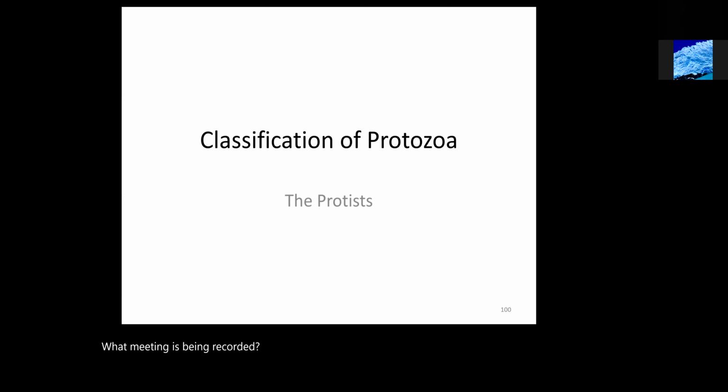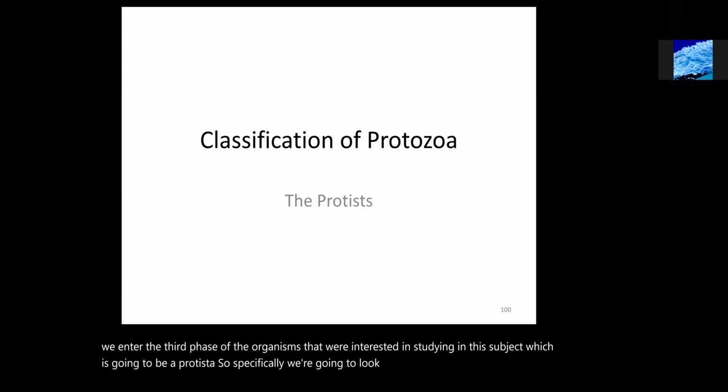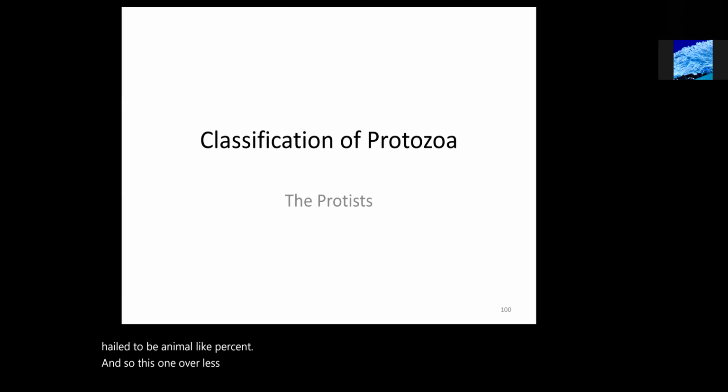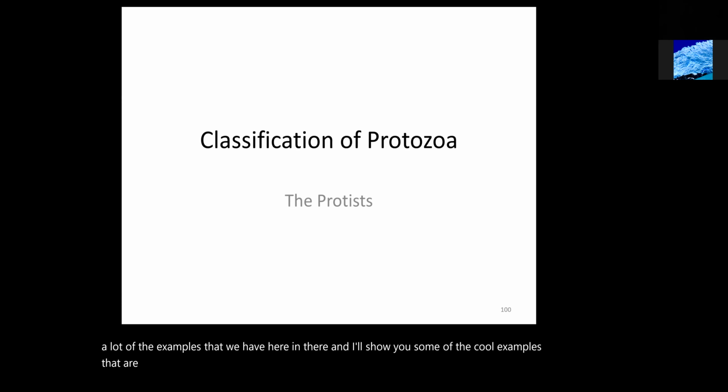Okay, so continuing on with the classification, we've seen so far archaea, we've seen bacteria. So now we enter the third phase of the organisms that we're interested in studying in this subject, which is going to be Protista. Specifically, we're going to look at protozoans, the ones that are hailed to be animal-like per se. This one overlaps fairly well with the laboratory, so you're going to see me talking about a lot of the examples that we have here and there, and I'll show you some of the cool examples that are pretty gnarly and kind of interesting in my humble opinion.